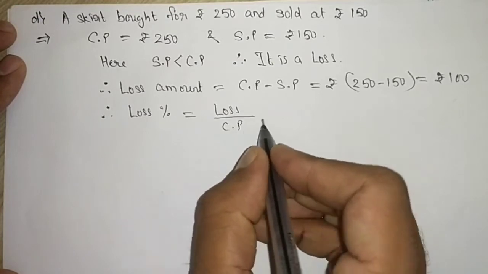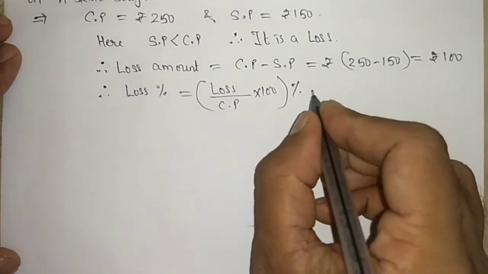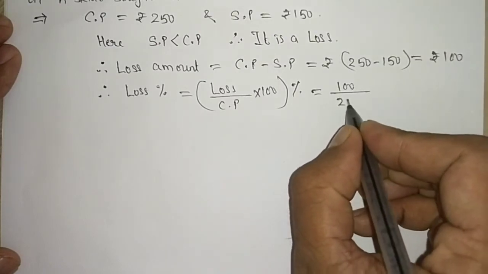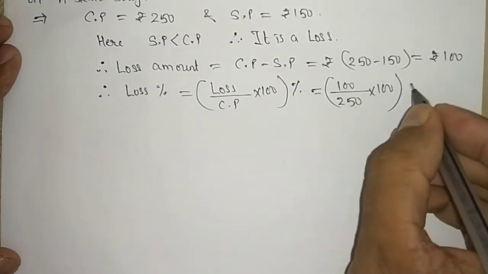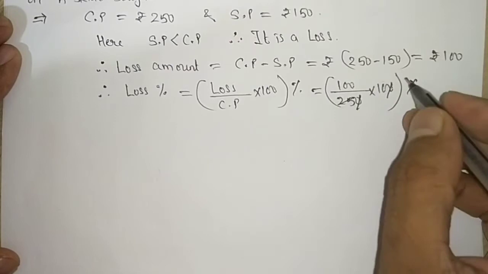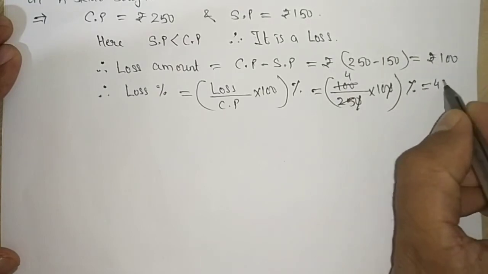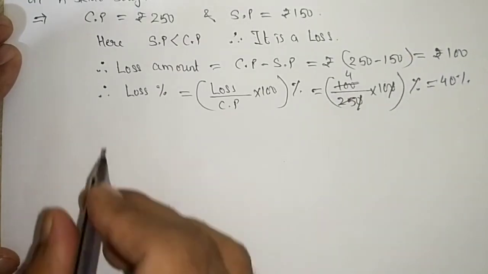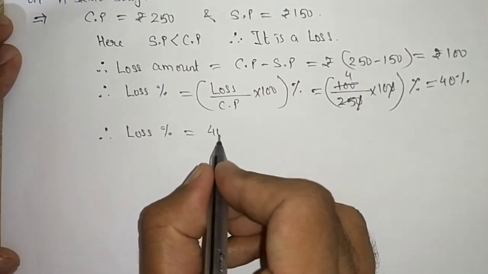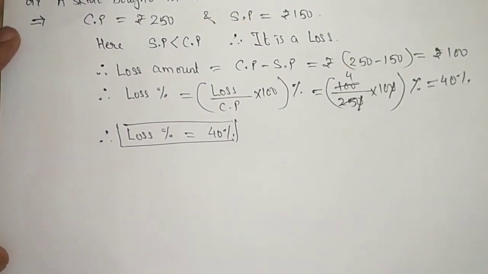So therefore loss percentage is equal to loss divided by cost price into 100%. So it will be 100 divided by cost price 250 multiply by 100. 0 from here will cut out. 25 ones are 25, and 25 fours are 100. 4 into 10 will give me 40%. So I will write therefore loss percentage is equal to 40%. Hope you have understood this question.